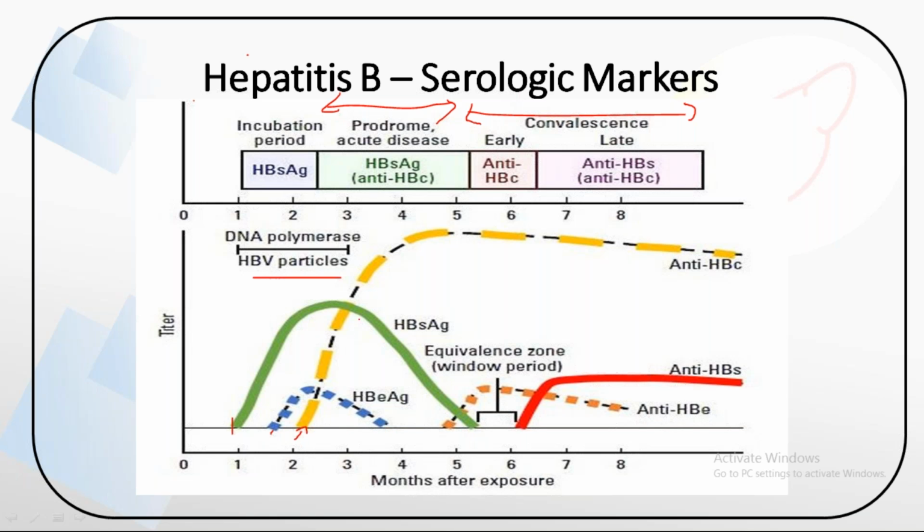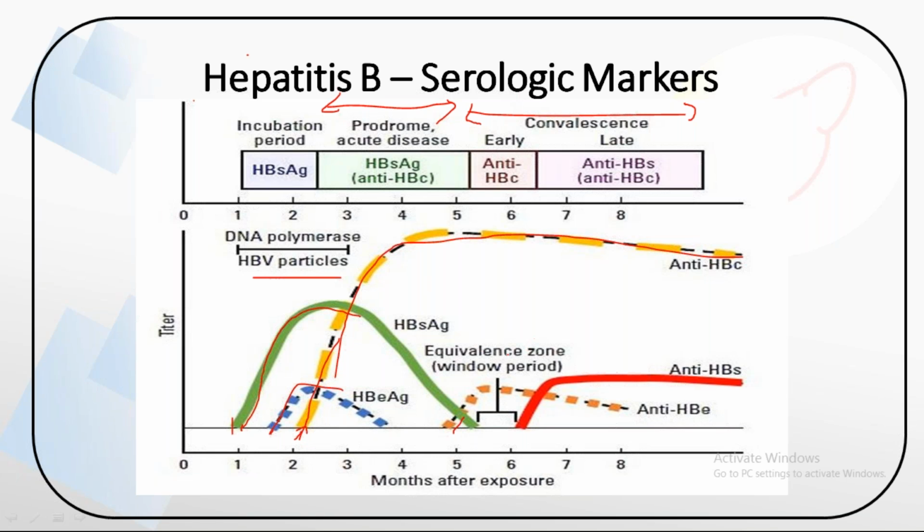Whereas antibodies to HB surface antigen rise, this is again IgG, and they persist like this. So surface antigen appears almost along with the DNA particles. Surface antigen first, and then E antigen appears next, then antibodies to surface antigen, and antibodies to core antigen very late in the development. So two antigens and two antibodies, remember.